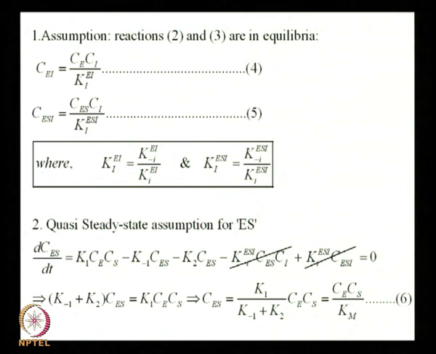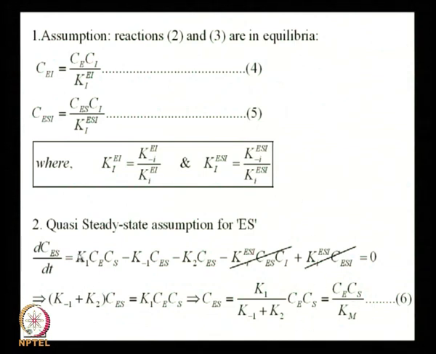So, as you see on the screen now, you have 5 terms, ddt of CES has 5 terms, 3 from the first reaction, 2 from reaction 3, and the 2 terms from reaction 3 cancel out because we make equilibrium assumptions for reaction 3. So, that is essentially the same as equation 5. Is that clear to everybody?